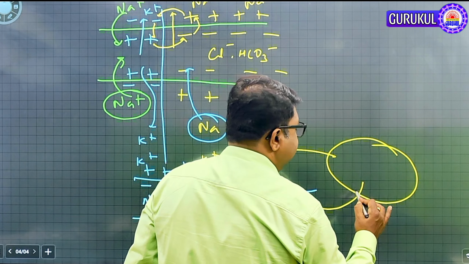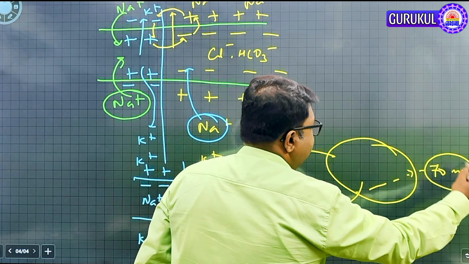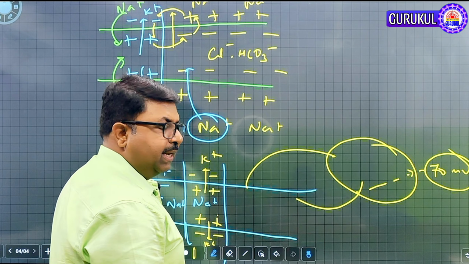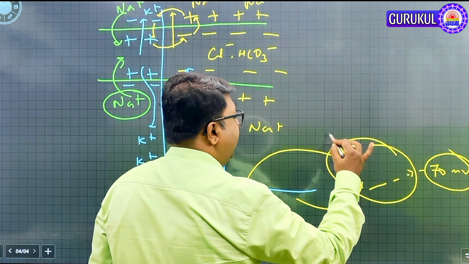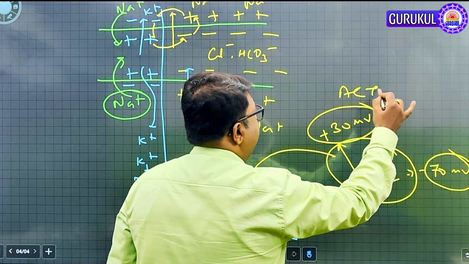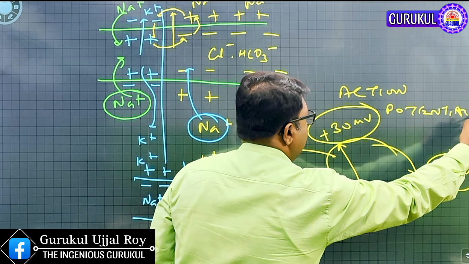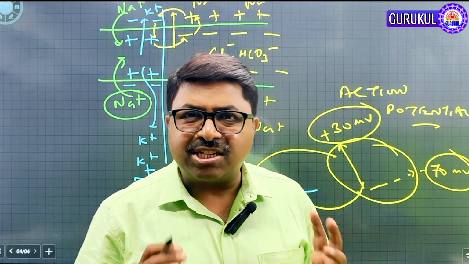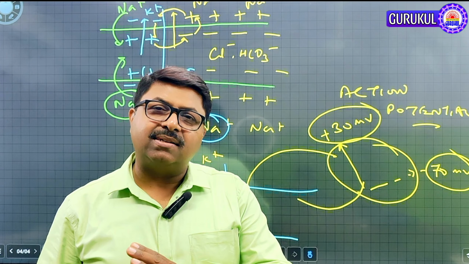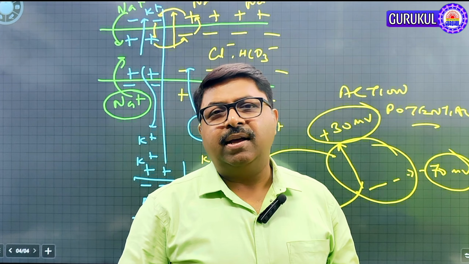अगर गैल्वेनोमीटर में देखेंगे, पहले था यह कहां पे? -70 मिलीवोल्ट पे. That was called resting membrane potential. But अब कहां पे आ जाएगा? ये +30 मिलीवोल्ट में आ जाएगा. +30 millivolt is called the action potential. Why is this called action potential? क्यों कहते हैं इसको action potential? Because the action of the neuron has started off. Clear? And that is called action potential.